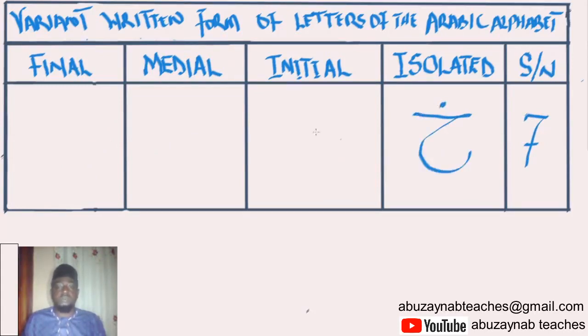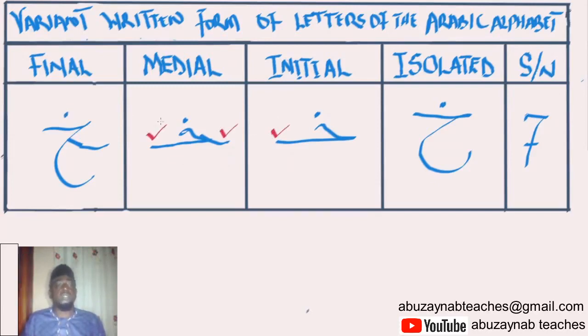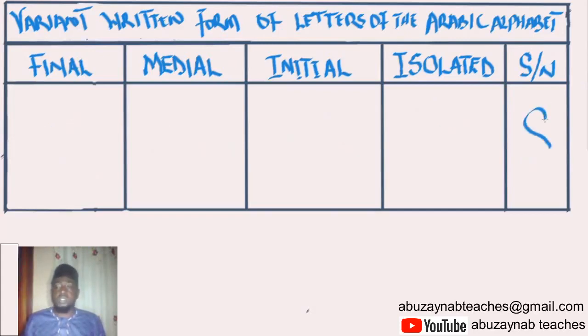The initial form of letter H, the medial form of letter H, and the final form of letter H. And as you can see, it can be joined to a succeeding letter, preceding and succeeding letter, and its final form can be joined to a preceding letter only. The eighth letter in focus is dal.